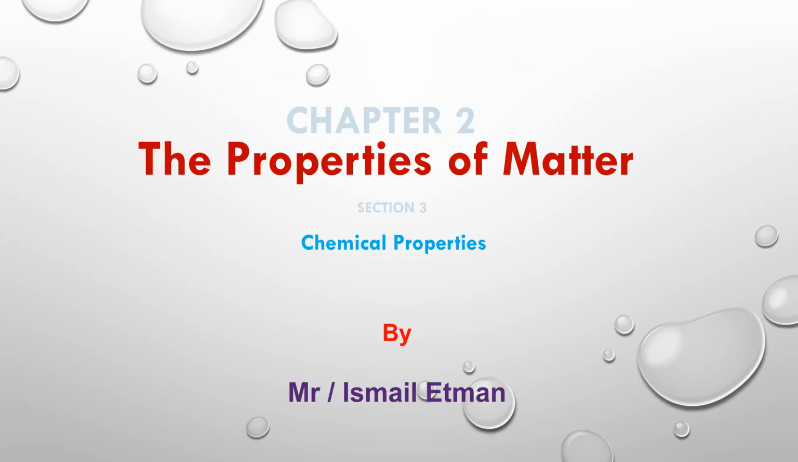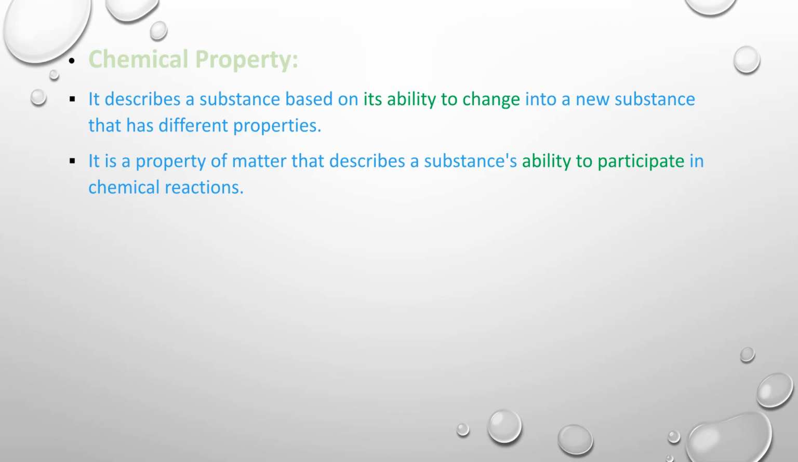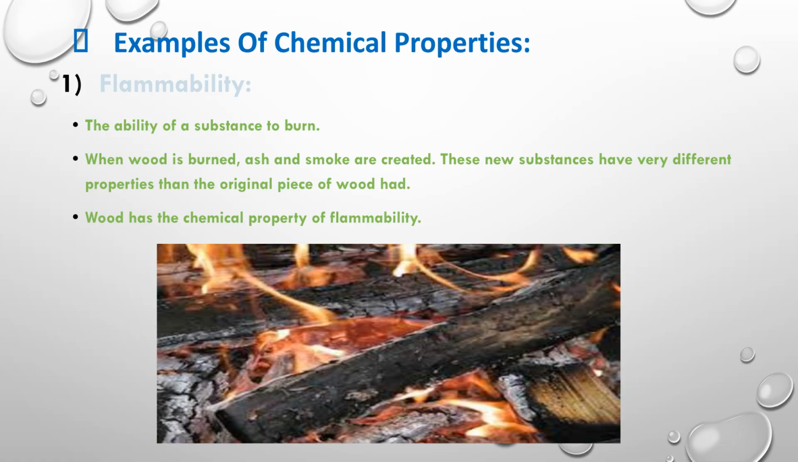We now begin Chapter 2, Section 3, focusing on chemical properties of matter, presented by Mr. Ishmael Etman. A chemical property describes a substance's ability to transform into a new substance with different properties, signifying its capacity to engage in chemical reactions. One example of a chemical property is flammability, which is the ability of a substance to burn. When wood burns, it transforms into ash and smoke, entirely new substances with different properties.